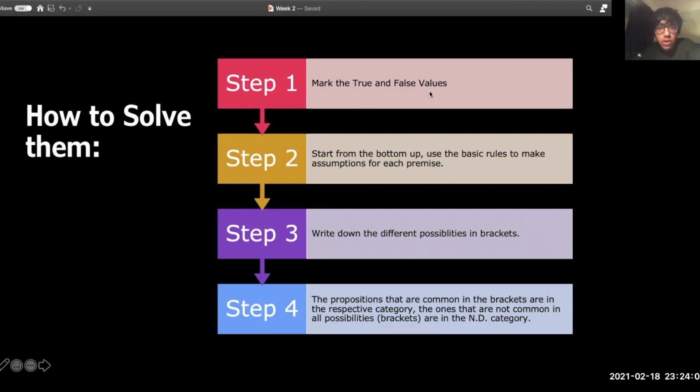First, you mark the true and false values. Secondly, you start from the bottom up and use the basic rules to make assumptions for each premise. Thirdly, write down the different assumptions in the brackets. And the last step is the propositions that are common in the brackets are put in the respective category, and the ones that are not common are put in the not determined category.